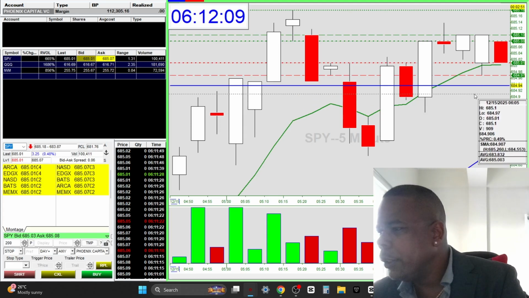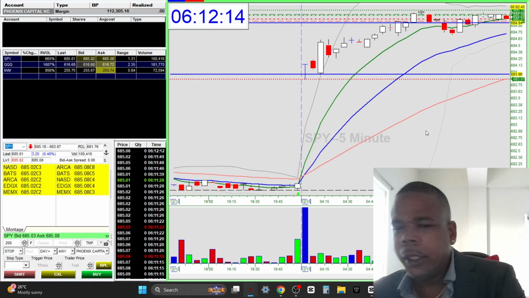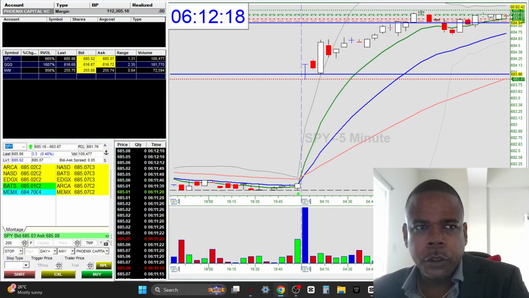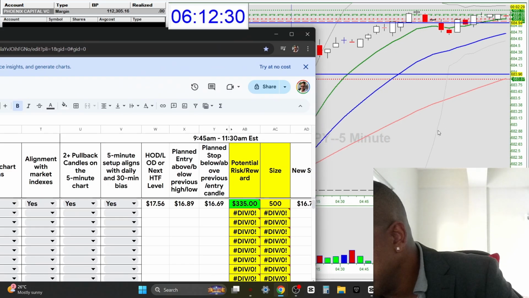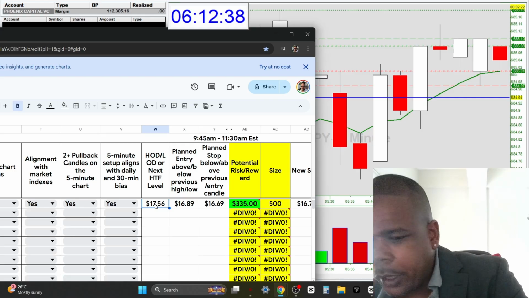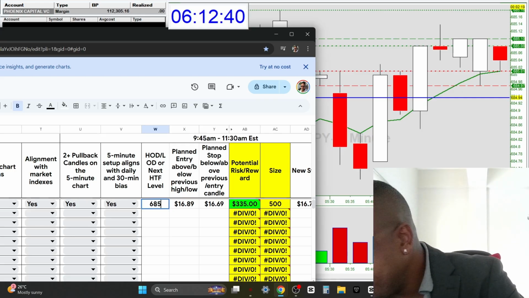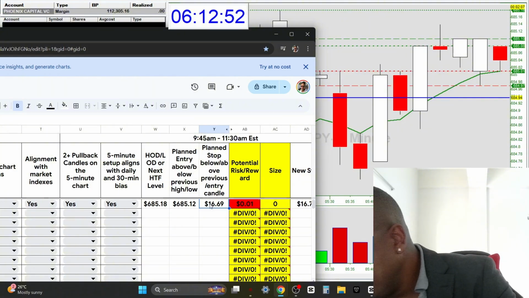So instead of having to always be going like this and then checking like that, we can just immediately see it on the chart, and then we can quickly input it into our trade planning spreadsheet. So if we were looking to enter the SPY long, then the high of the day would be 685.18. The planned entry price would be a break of the prior candle's high, 685.12, and the stop might be below the current candle's low, or 685, this is 684.99.